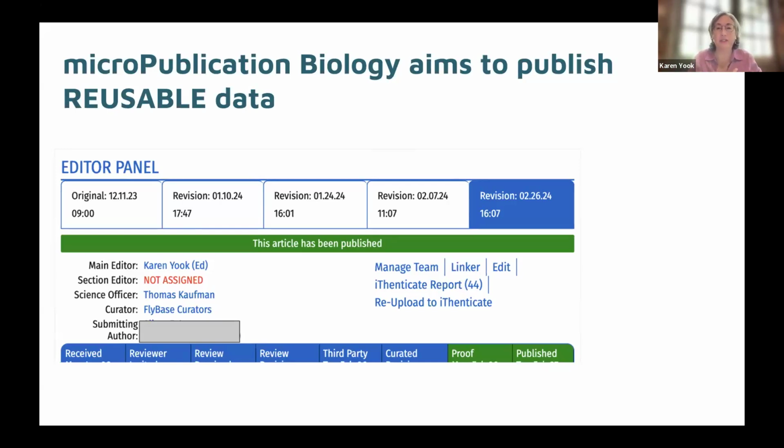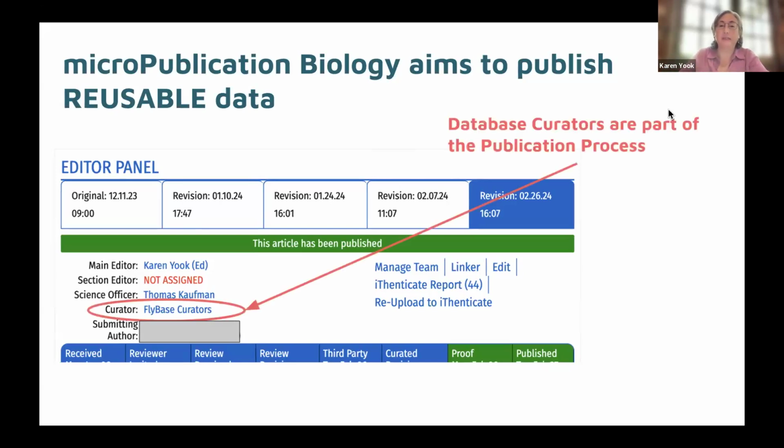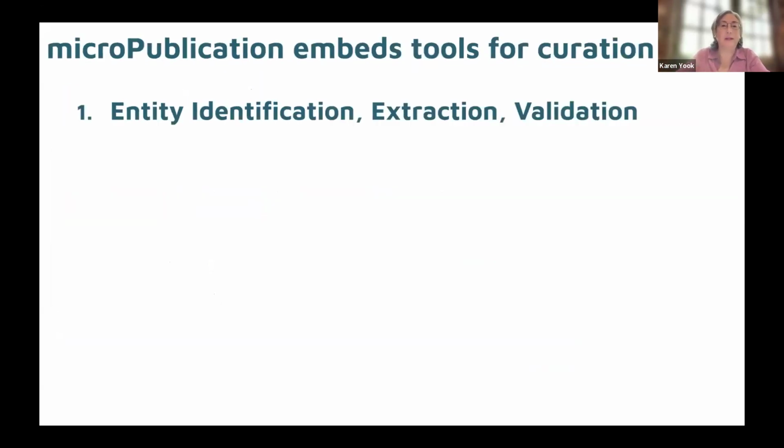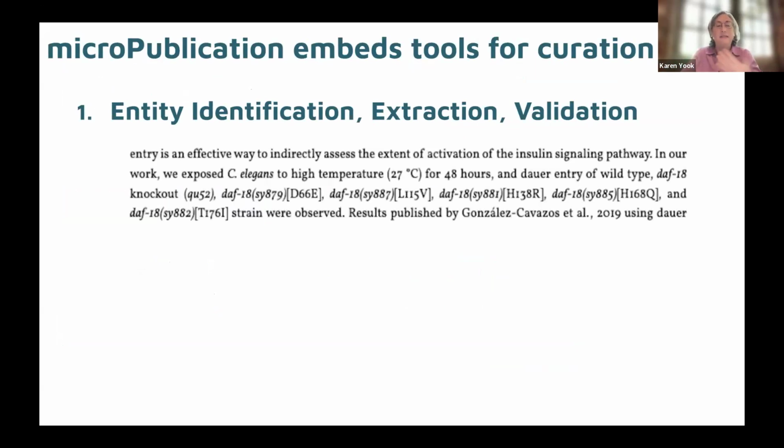So with micropublication biology, with this journal, we aim to publish reusable data. And what that means is that we actually put curators as part of the publication process. Now what I'm going to do is explain what curation means and how we've embedded it into our pipeline. First, there's entity identification, extraction, and validation. What this means is that if you just look at a piece of text, can you tell what the entities are, and can we extract them and validate them?